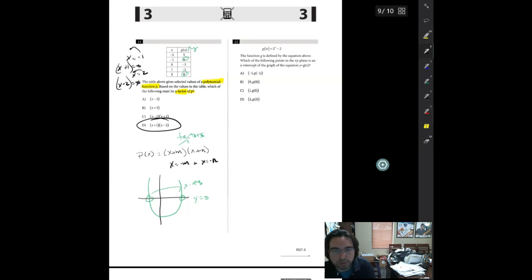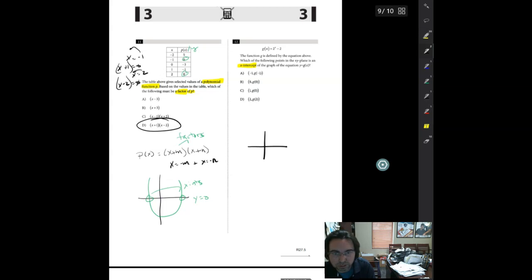Okay, number 12. We see this other function. We see we have this being raised to a power here, right? That says 2 to the x power minus 2. And it's saying the function g is defined by the equation above. Which of the following points in the xy plane is an x-intercept of the graph of the equation y equals g of x?